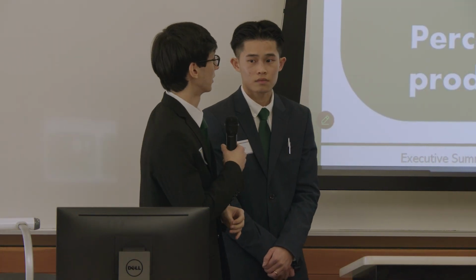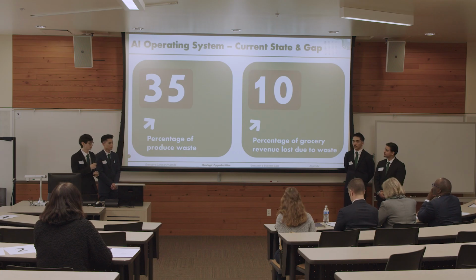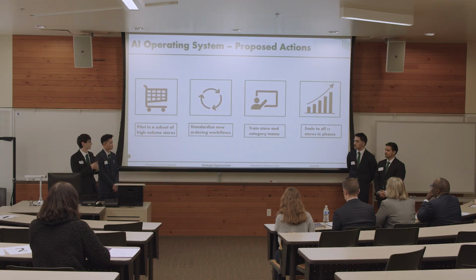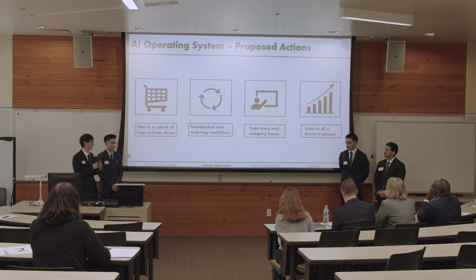Here's the big problem. 35% of produce is lost due to waste in the United States every year. And this is massive. A large part of this is waste that we found is lost at the grocery store level. Not only is this bad for the environment, it's bad for business. We estimate 10% of grocery revenue to be lost each year due to waste. We plan to implement this software in 4 phases. The first phase being piloting in a subset of high-volume stores.